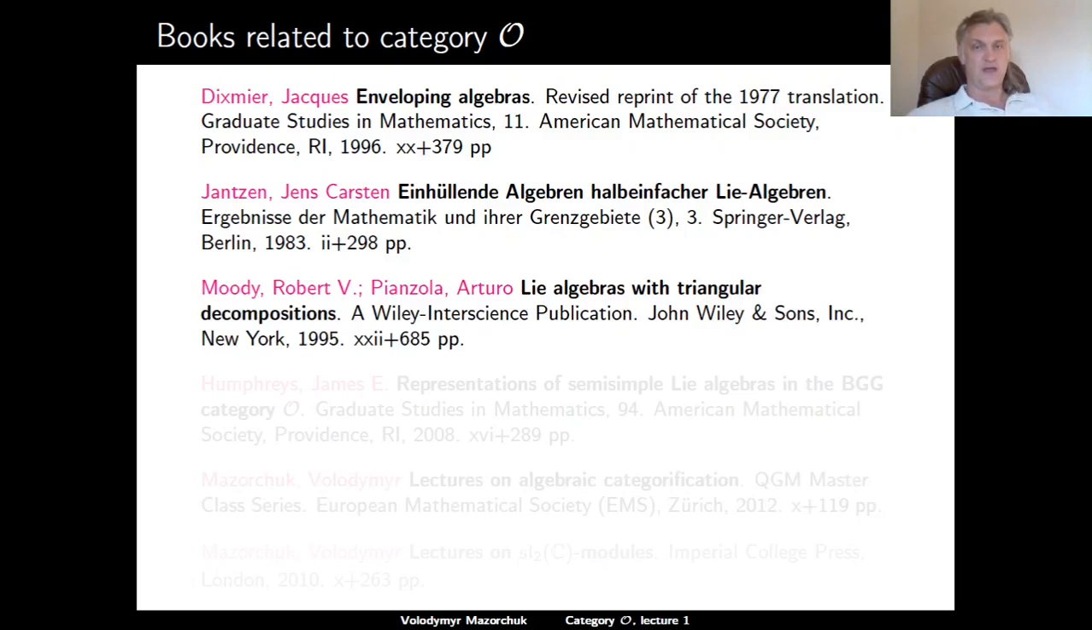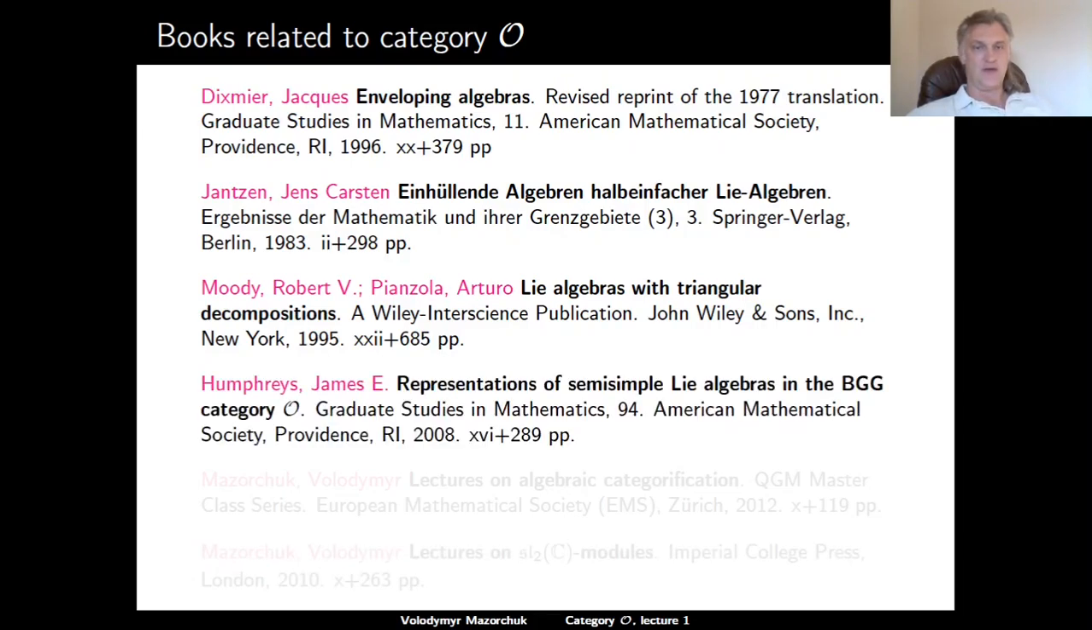The general theory of category O for the abstract setup of Lie algebras with triangular decomposition can be found in the book of Moody and Pianzola. There is also a fairly recent book of Humphreys, which is purely dedicated to the questions related to category O over semi-simple finite dimensional Lie algebras. So it gives a very good amount of details for everything up to the Kazhdan-Lusztig conjecture.